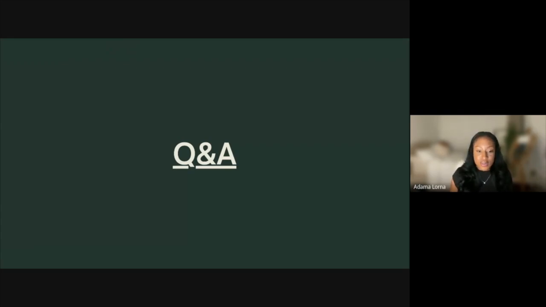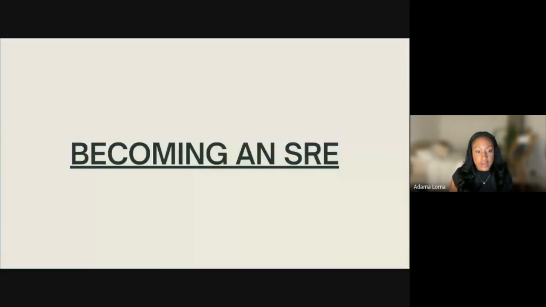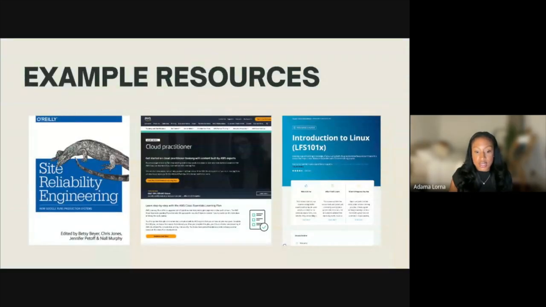Is Linux also free? The particular one that I showed, I believe that is a free one, the Introduction to Linux. But take a look, they have a mix of free and paid courses.